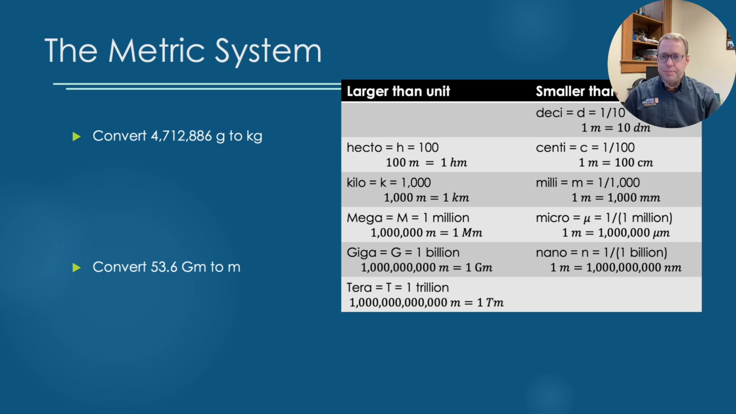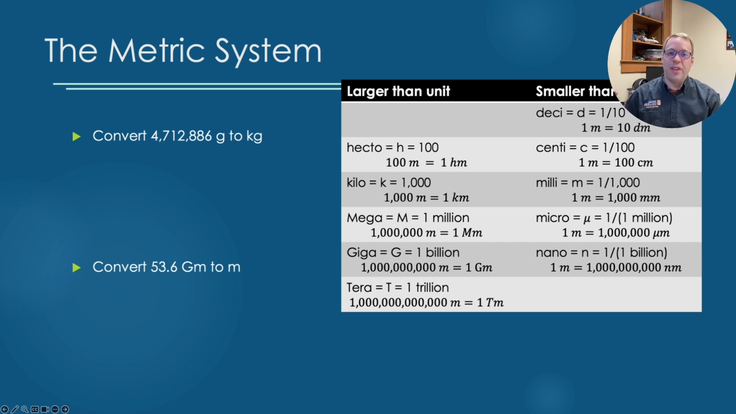So the first one: convert 4,712,886 grams to kilograms. In this case, we have our base unit, and we want to go to a unit with a prefix. Kilograms. Kilo means, look at the table, kilo means 1,000. Let me show you the shortcut way, and then I will show you the math way after that.